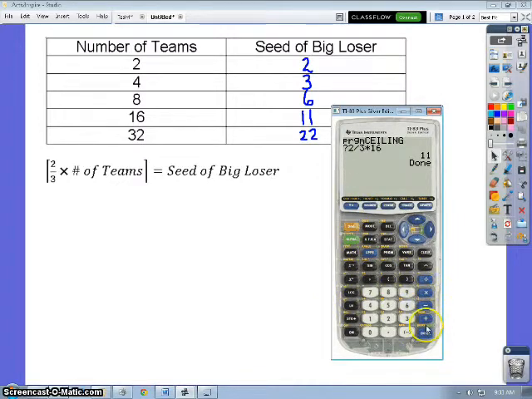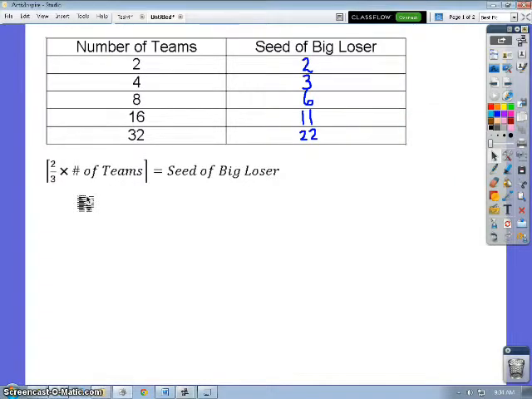Alright, this is looking good. Maybe we'll just check one other pair of values here. Let's try another one that you actually have diagrammed out yourself. Let's try this one here. We know that when the number of teams is 8, the seed of the big loser should be 6. So if we apply our formula, if we take 2/3 of the number of teams and apply the ceiling function to that, then we get 6. So I feel good about this formula.